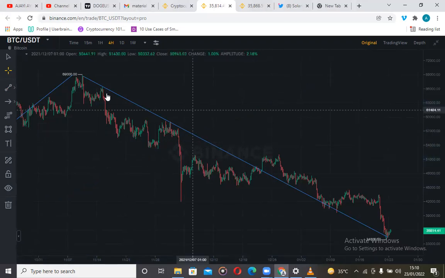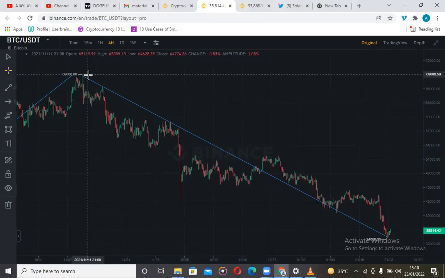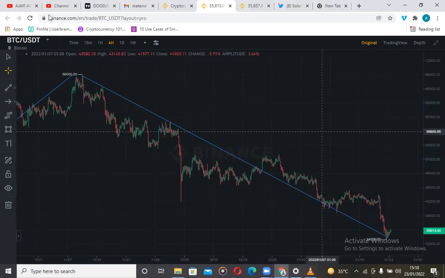Now let's continue. So that's what a trend line means. It shows an uptrend. This is a downtrend. That's why you see your price come from 68,950 to what? It's currently at 35,814. You can see that's almost half of the all time high gone, right? But let's continue.